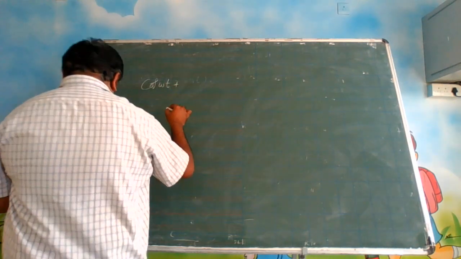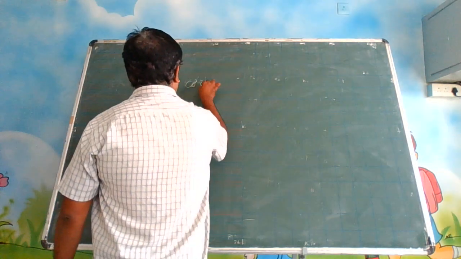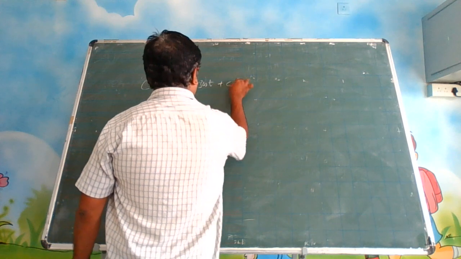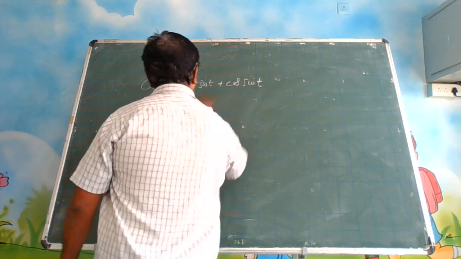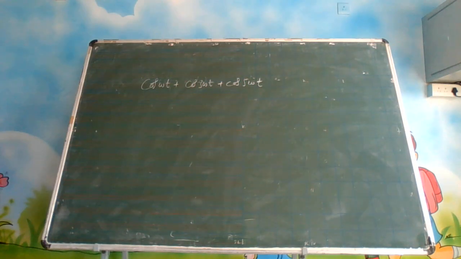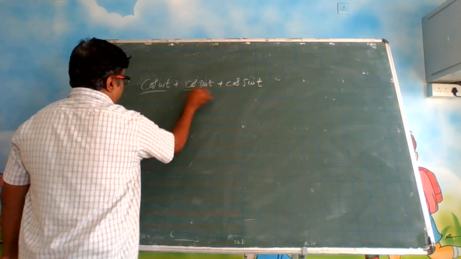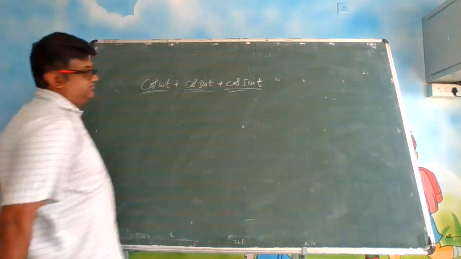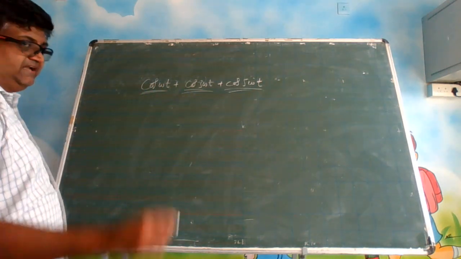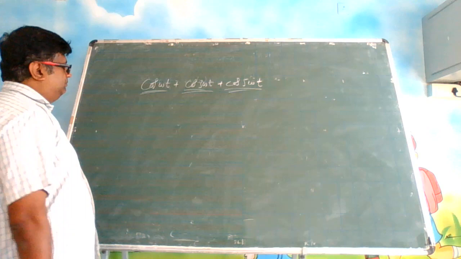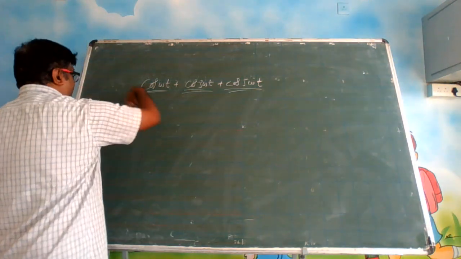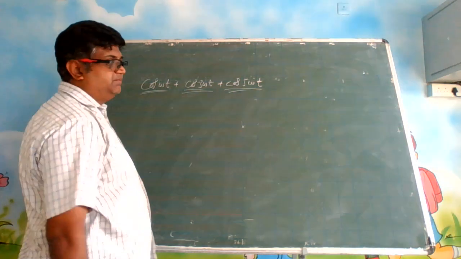Cos omega t, cos 3 omega t and cos 5 omega t. Now, is this simple harmonic motion? If you see here, individually they are cosine functions. So they are definitely periodic. But does this whole function as a whole represent simple harmonic motion?